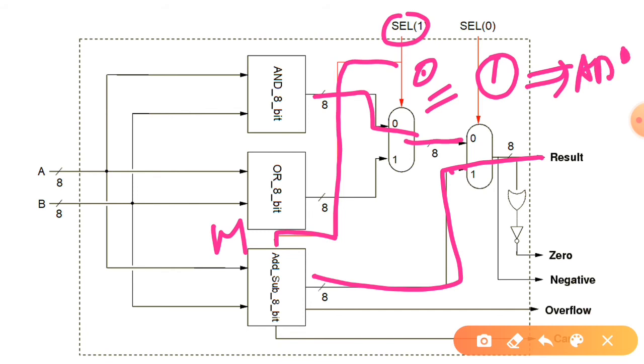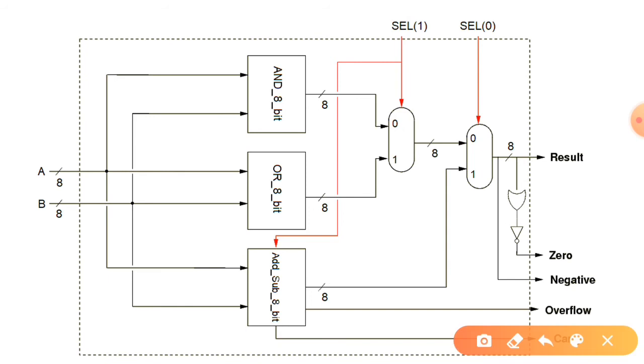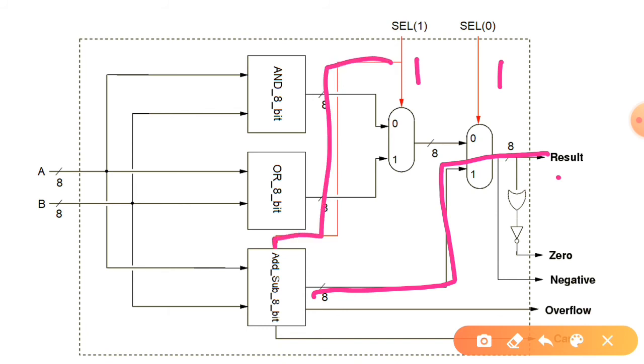Okay. So the other remaining combination of the select signal is 1 1. So when 1 1 is the select signal, as you can see, the output of the add sub unit will be connected to the result, and this one is going to the input M of the add sub unit.